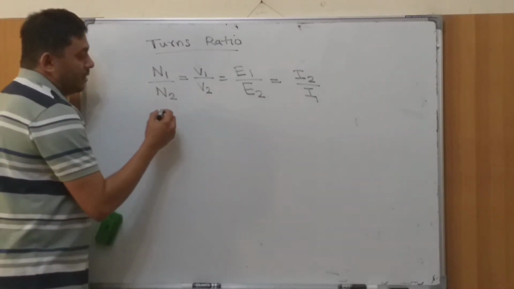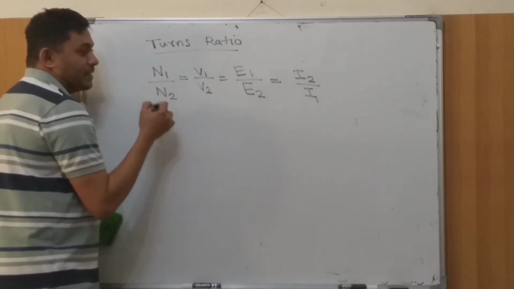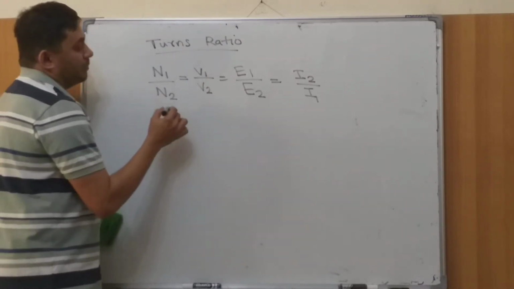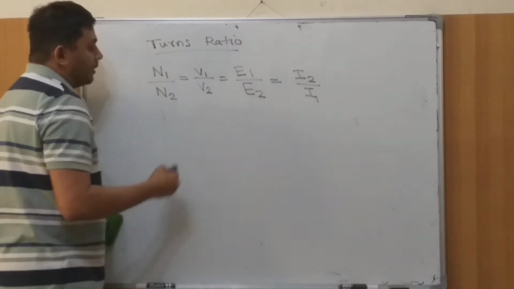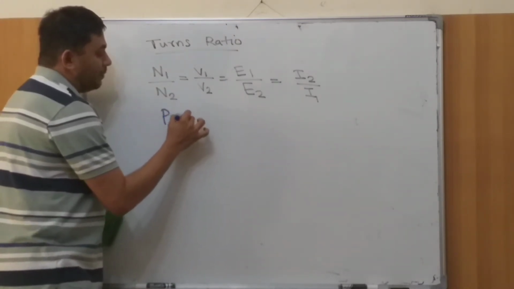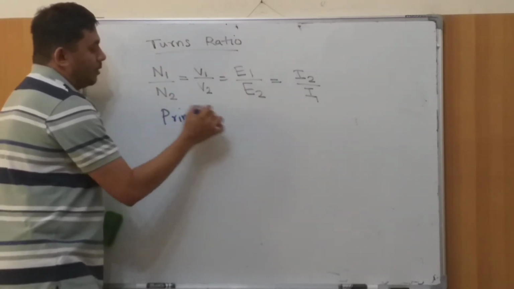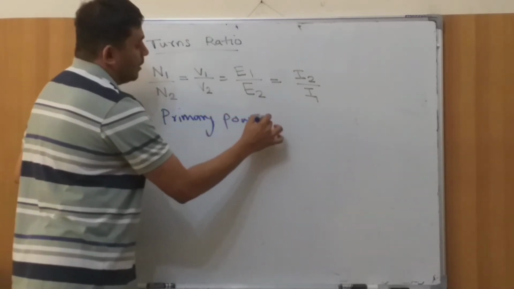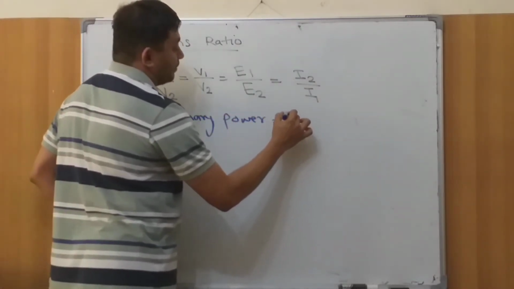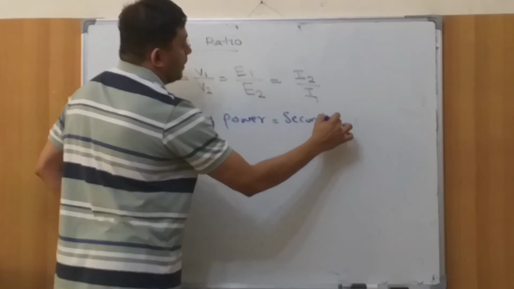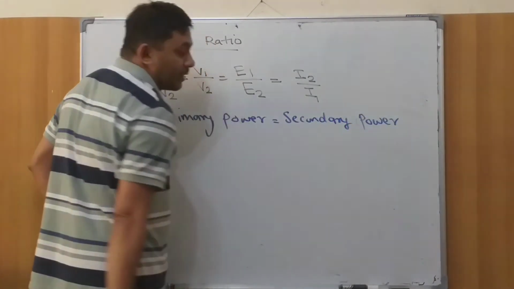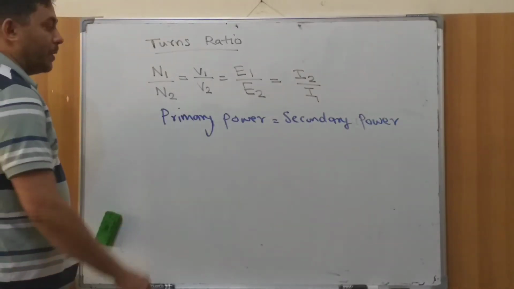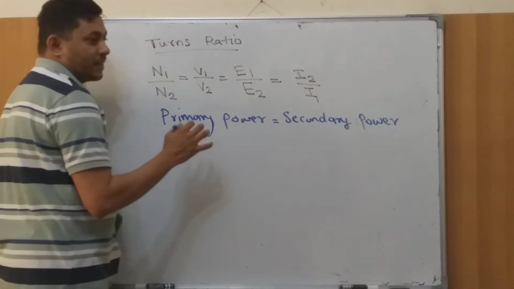So the reason is, as we have said before, it is a static device. There is no moving part or something. So I can state that the primary power is always equal to the secondary power for a transformer. A transformer never adds anything actually, it is just transforming. So power will be transformed from one side to the other side, that's it.